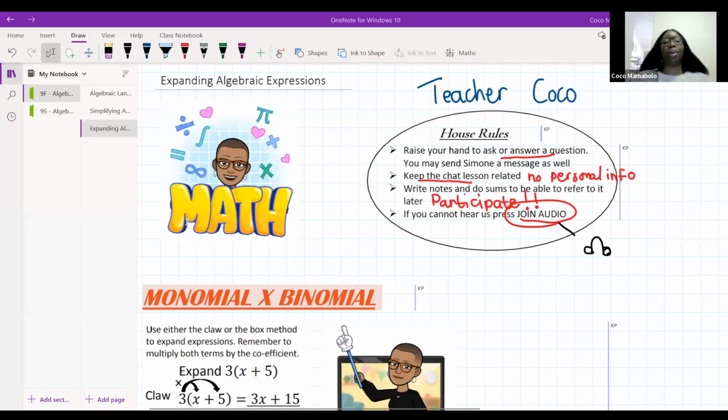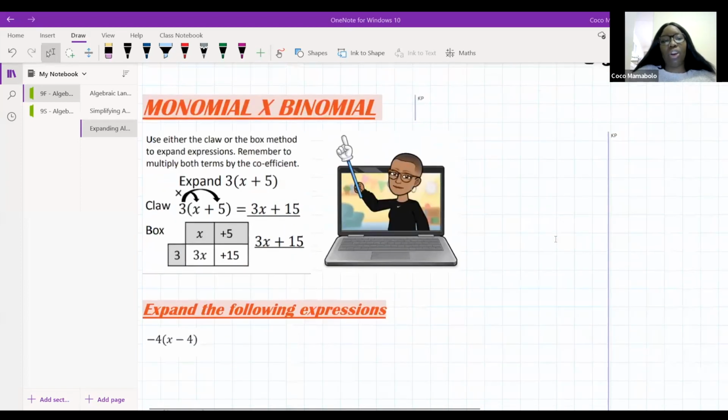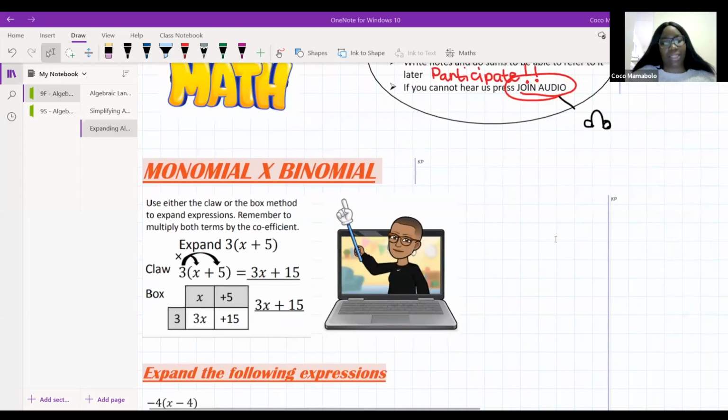Today we're talking about multiplying a monomial by a binomial. Now, in your exams or in your tests, the instruction will always look like this. Simplify. This is what I would say: simplify the following.